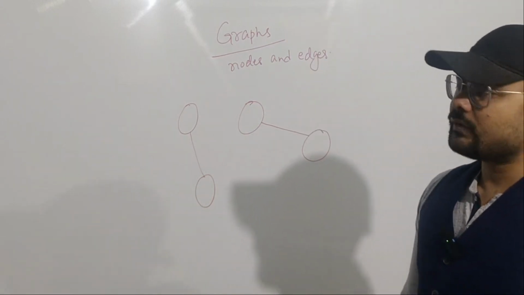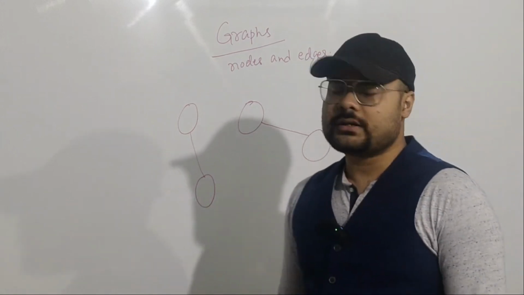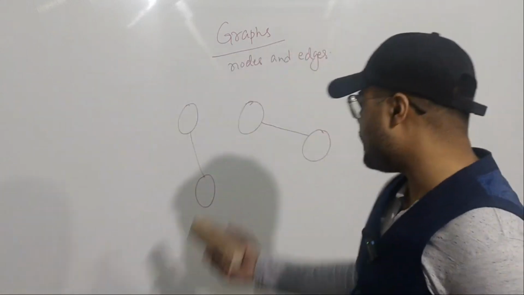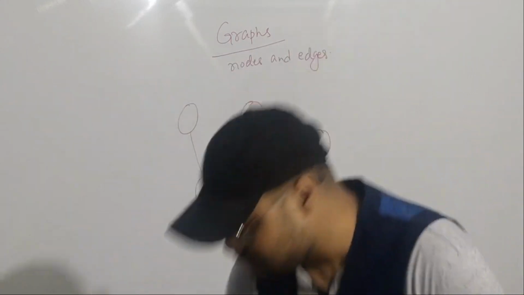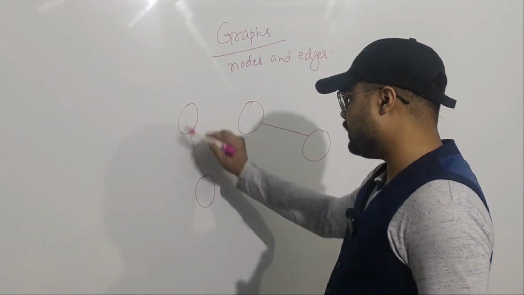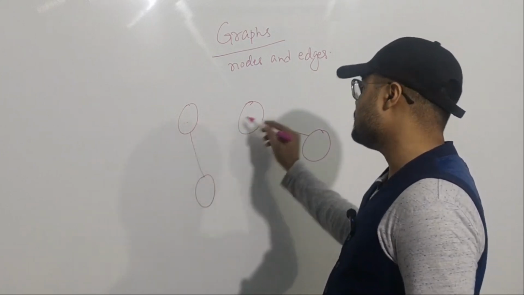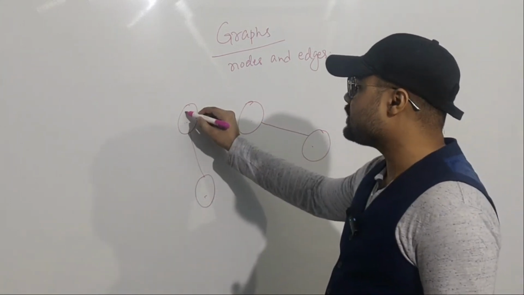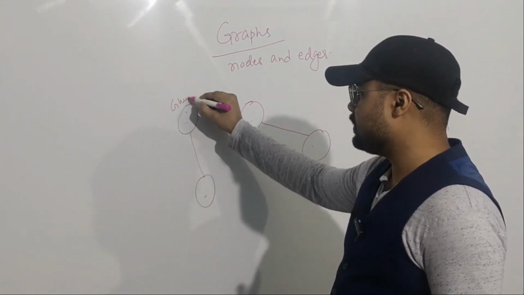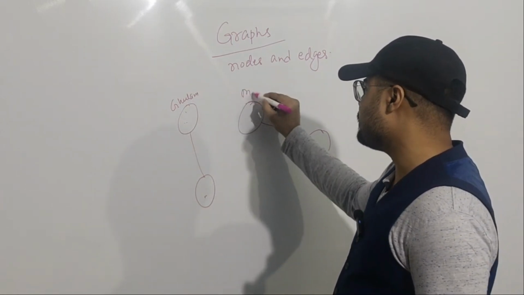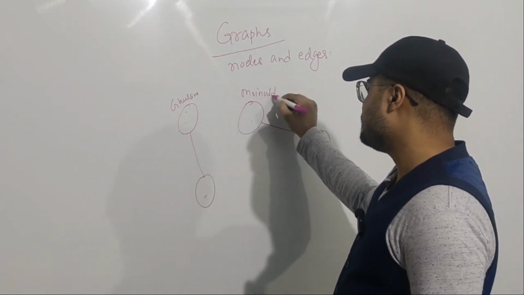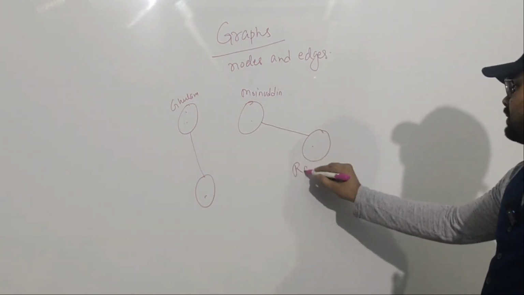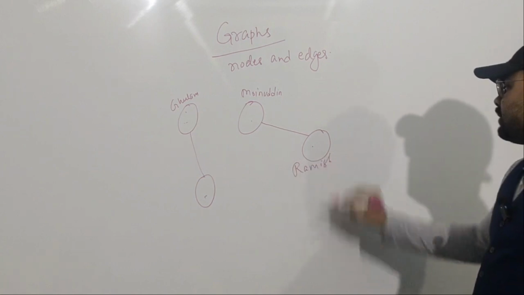Many real life examples, like for example, a social network. In Facebook, there are different profiles. Let's say this is one profile, one account of one person. This is another person, this is another person. Let's say this person is Gulam, this person is Moinuddin, and this person is Ramesh.